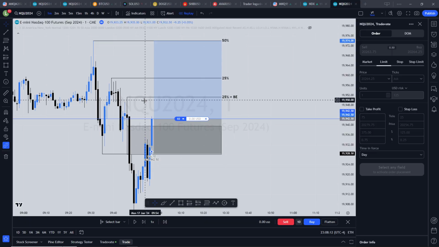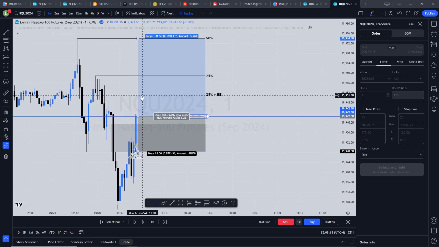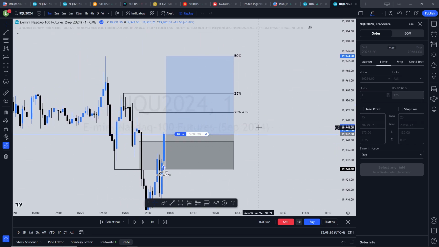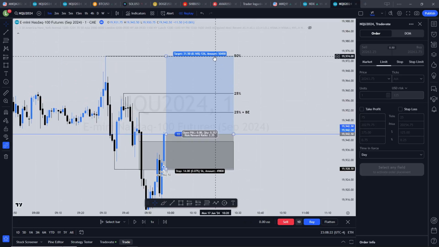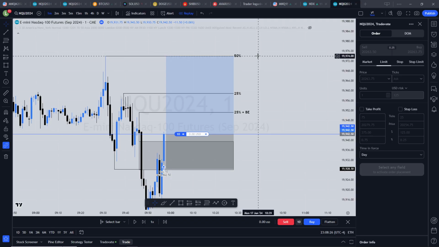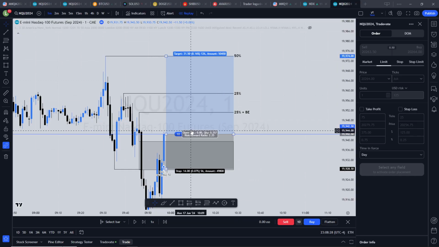Now, if the current draw on liquidity is only this internal liquidity here, then we'll just reverse off of it, right? If I'm right and the draw on liquidity is up here, this external liquidity, then the break even shouldn't even get hit. So the break even's meant to save us.